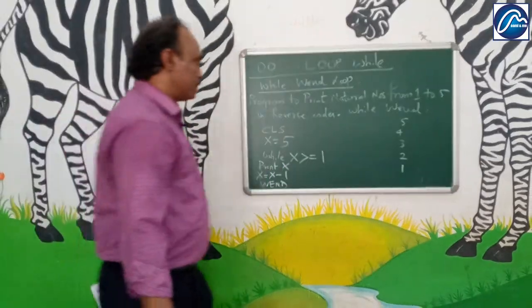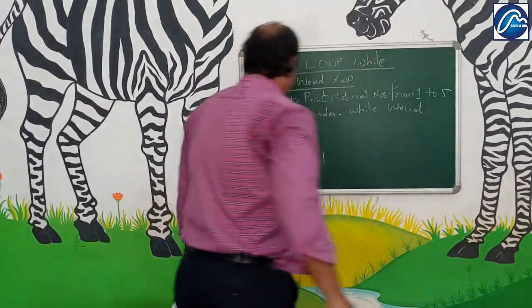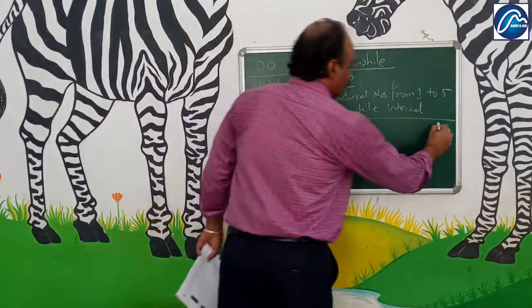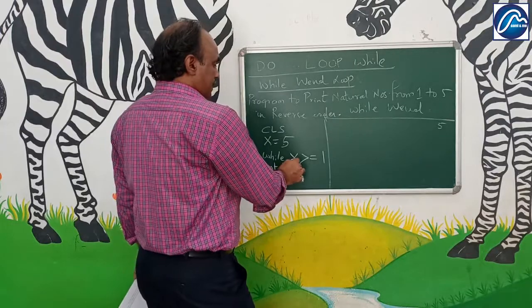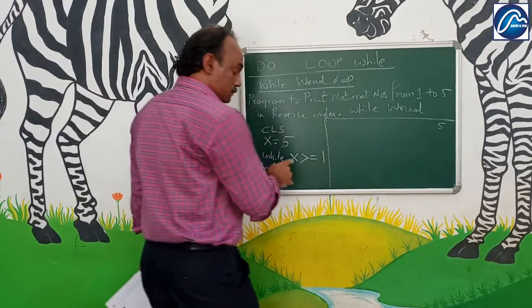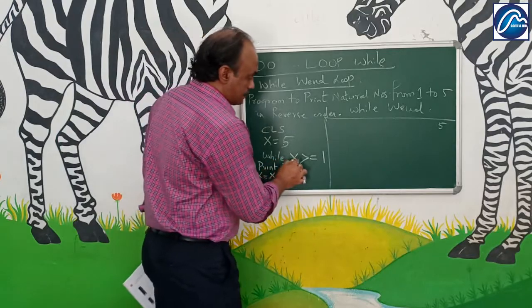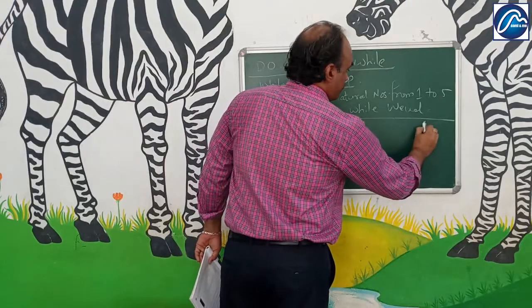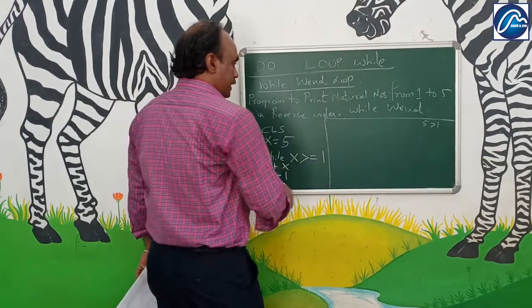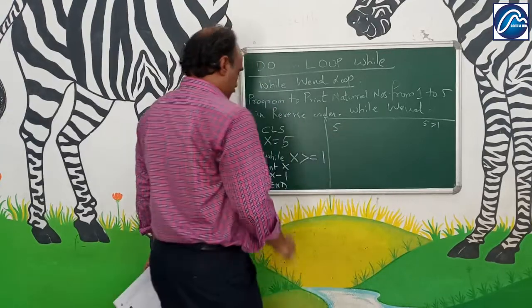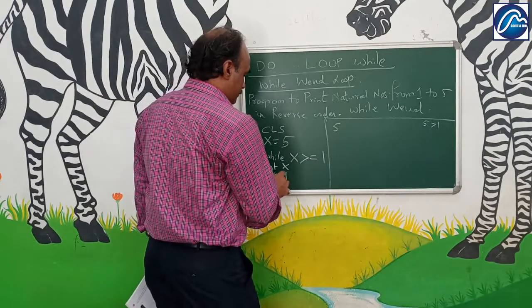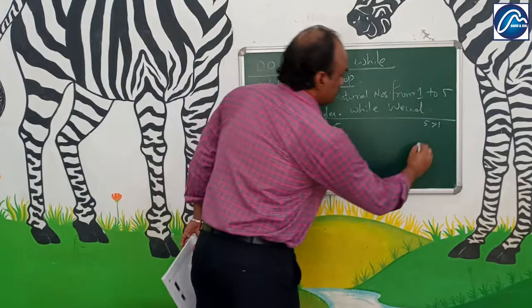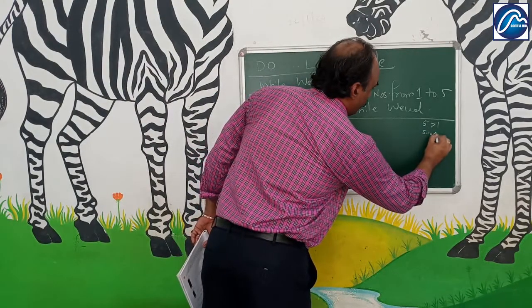How does this program run? When I run the program, first will be CLS, you get a blank screen. Second, x is taken to be equal to 5. While x greater than or equal to 1, what is the value of x? 5 is greater than 1. Print x, print 5. x will be equal to x minus 1. What is the value of x here? It will be 5. So 5 minus 1 will be equal to 4.